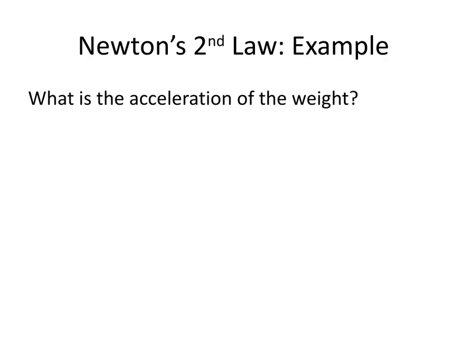Now to find the acceleration of the weight, we'll write down our given values and our unknown, like so. We know the mass, we know the net force, and our unknown is the acceleration. Notice that we're converting the force to newtons, and that's because we're using kilograms for mass, and we expect to get meters per second squared for the units for acceleration. In order to do that, the force has to be in newtons.